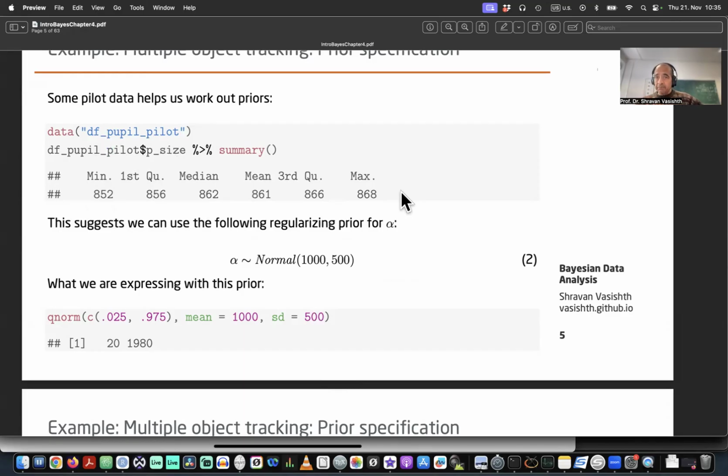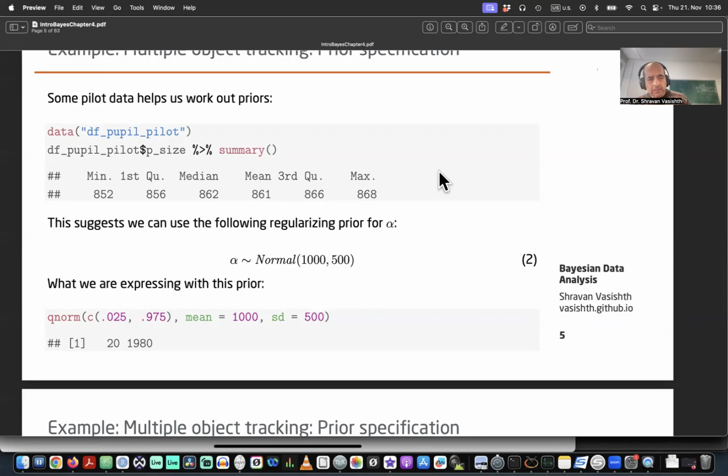You could use some pilot data to figure out what the general range of the observed data are. This is not the same data that we are going to analyze, but data that we collected as pilot data before actually running the experiment. So if I look at the six number summary of the pilot data, I see that the range is from 852 to 868. This allows me to start with some kind of regularizing prior for the intercept. So I'm assuming that the intercept has a prior with mean 1000 and standard deviation 500.